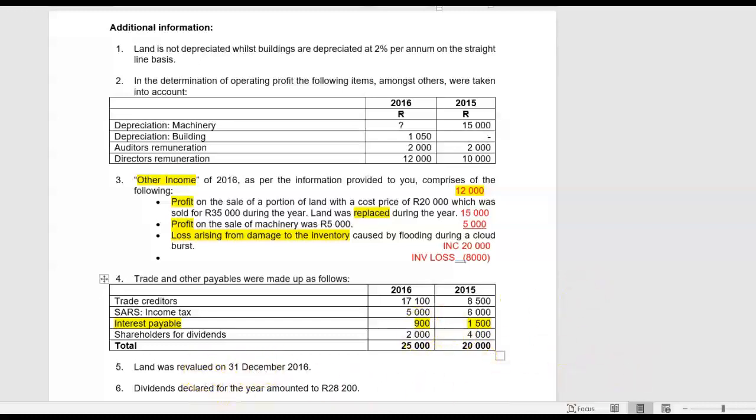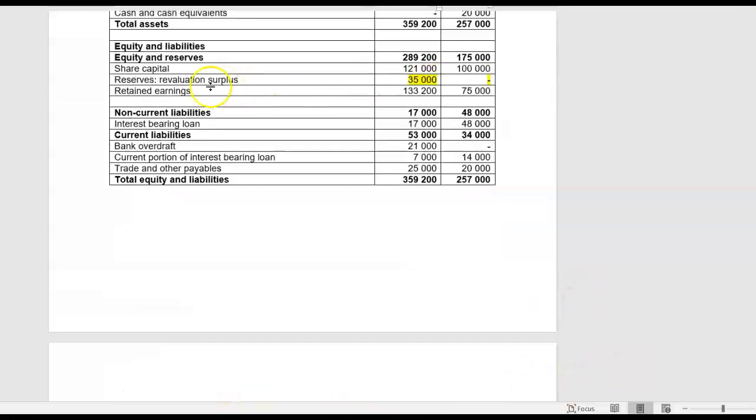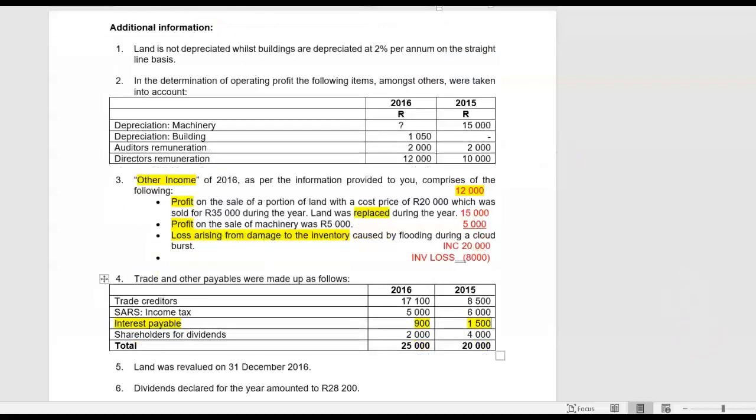Land was revalued on 31 December. Now, if we look here at your equity section, there we've already identified that there was a revaluation surplus of 35,000 rand.